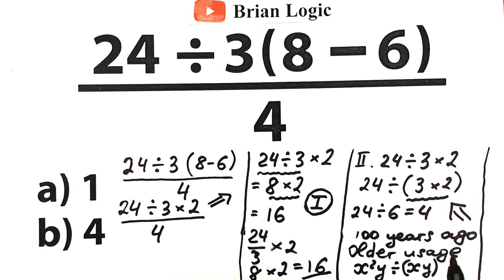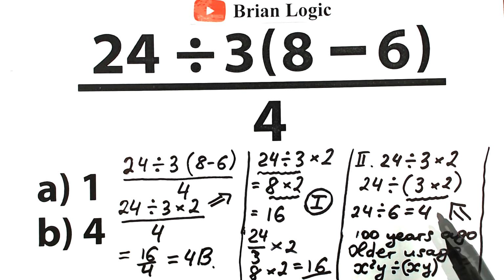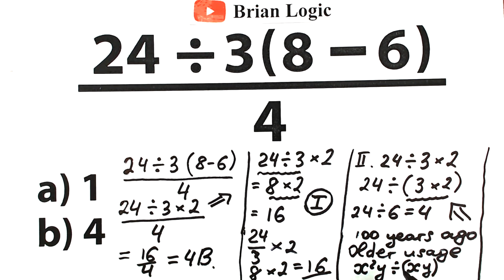So now we complete this step with the numerator, and we have 16 over 4, which is equal to 4. This is option B. With this older usage approach, your answer will be 1, because the numerator gives you 4, and you divide by this 4, and the answer will be 1. So this is my explanation to this challenge.